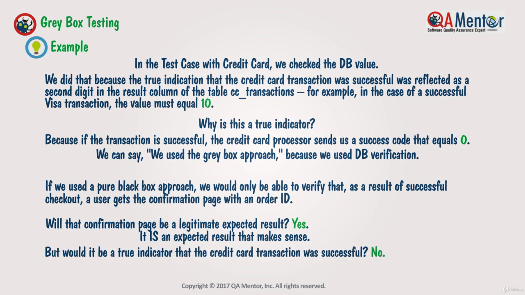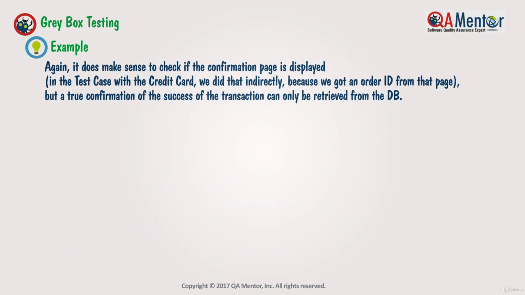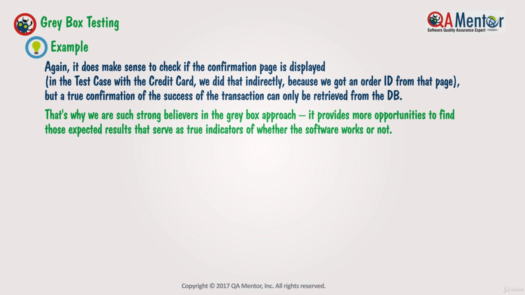But would it be a true indicator that the credit card transaction was successful? No. Again, it does make sense to check if the confirmation page is displayed. In the test case with the credit card, we did that indirectly because we got an order ID from that page. But a true confirmation of the success of the transaction can only be retrieved from the DB. That's why we are such strong believers in the gray box approach. It provides more opportunities to find those expected results that serve as true indicators of whether the software works or not.